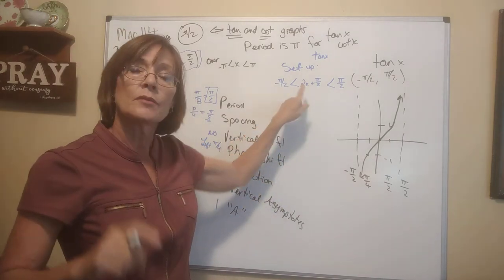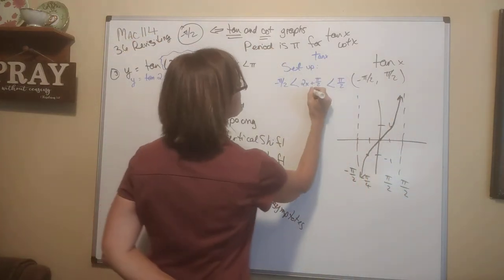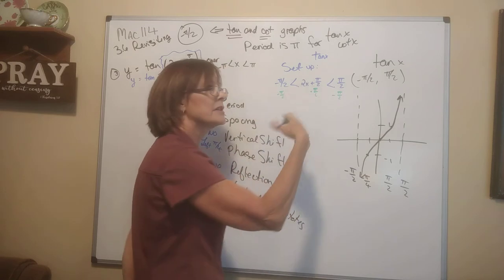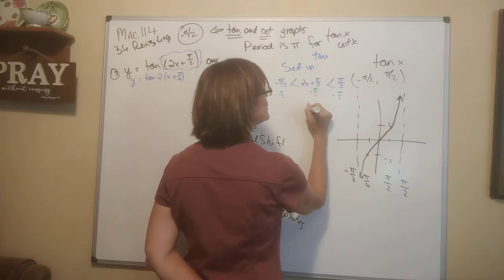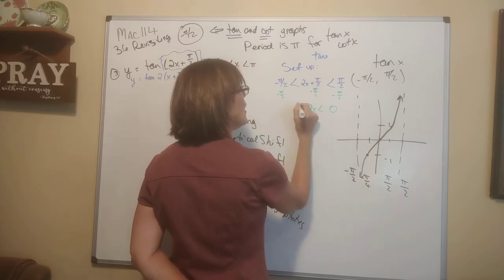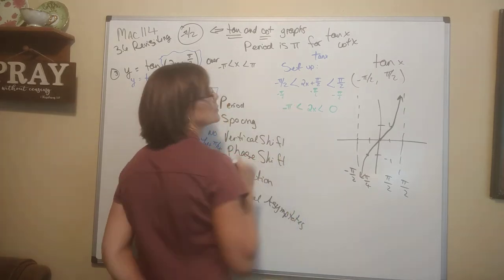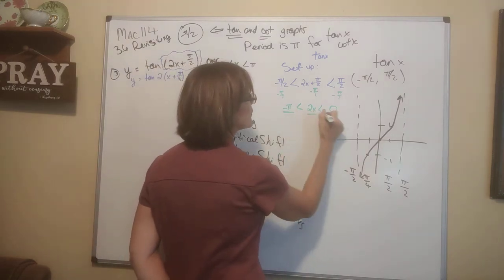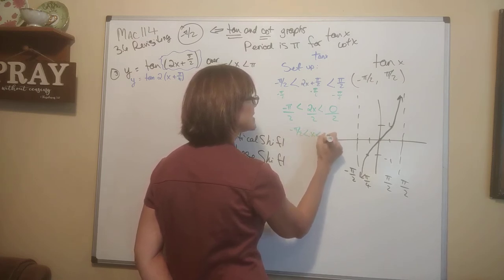First, you get the 2x by itself by subtracting pi over 2 all three places. So go like this. Minus pi over 2. Minus pi over 2. Minus pi over 2. It's kind of like a three-sided equation. In the middle, pi over 2 minus pi over 2 is 0. So I'm just left with 2x. Over here, pi over 2 minus pi over 2 is 0, and I get a 0. Over here, negative pi over 2 plus negative pi over 2 is just negative pi when I add those two numbers together. And so now I need to solve for x by dividing everybody by 2. So I get negative pi over 2 is less than x is less than 0.